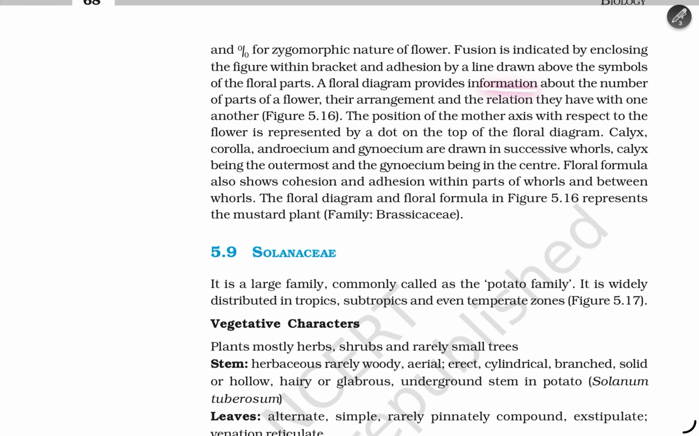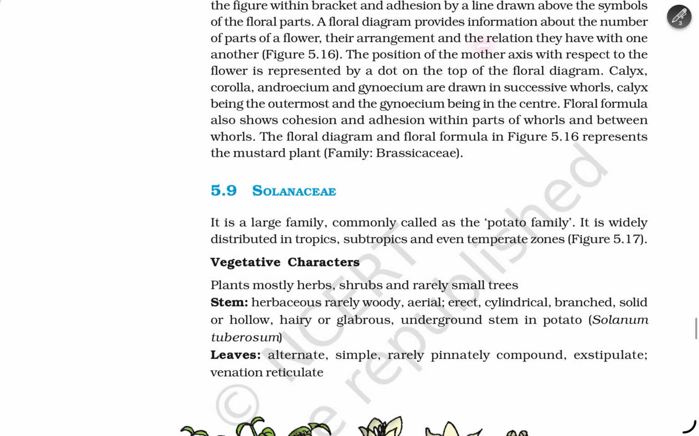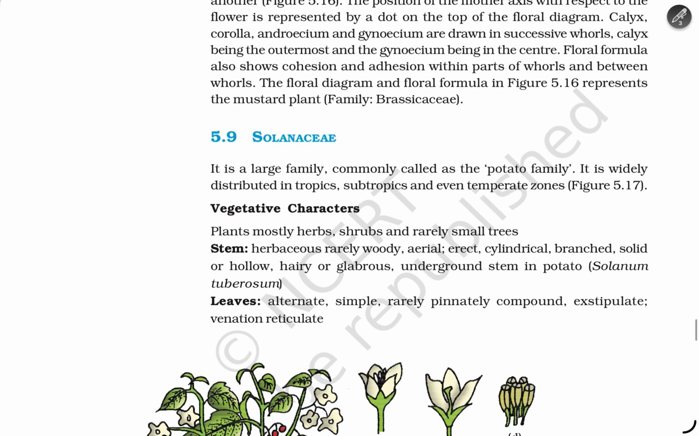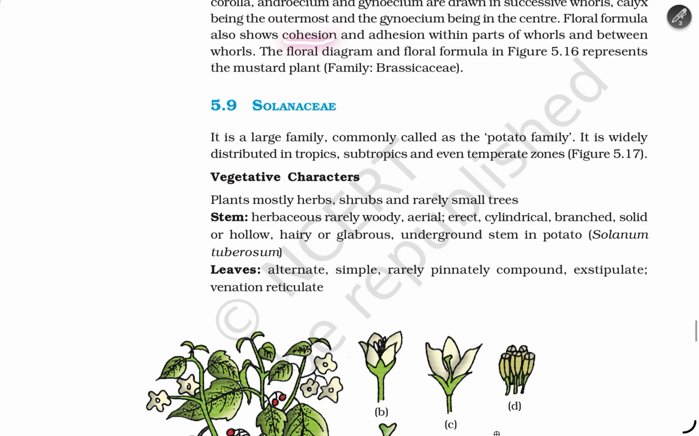A floral diagram provides information about the number of parts of a flower and their arrangement and the relationships with one another. The position of the mother axis with respect to the flower is represented by a dot on the top of the floral diagram. Calyx, corolla, androecium, and gynoecium are drawn in successive whorls, the calyx being outermost and the gynoecium at the center. The floral formula shows adhesion within the parts of a whorl and between whorls. The floral diagram and the floral formula are given in the figure.